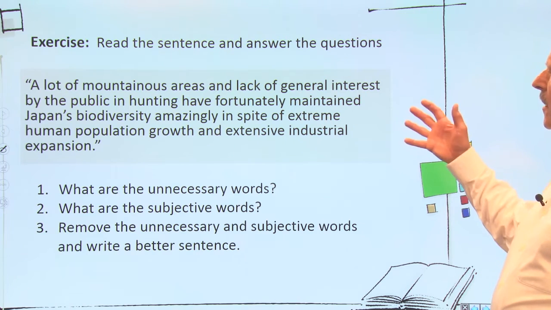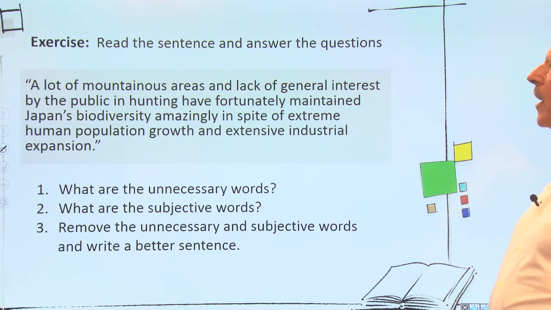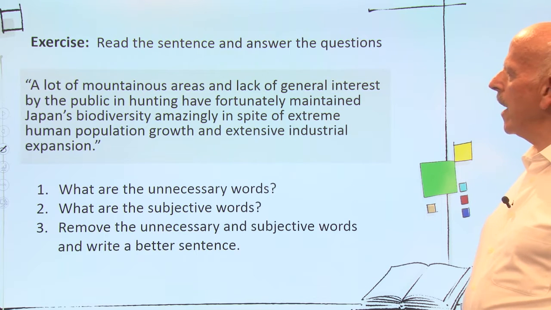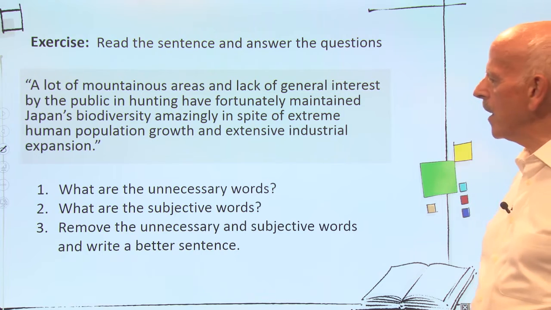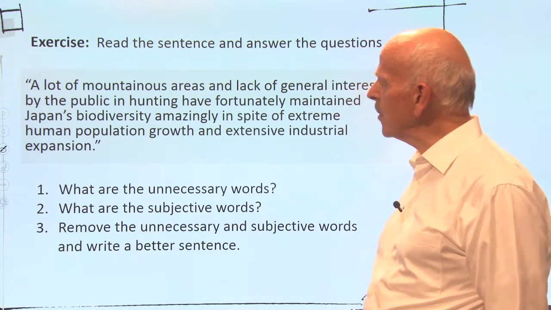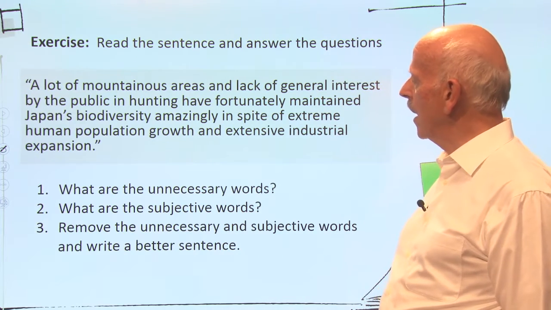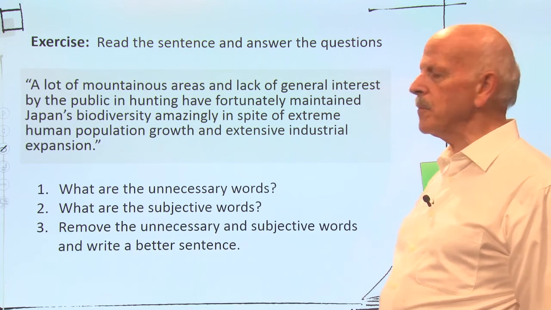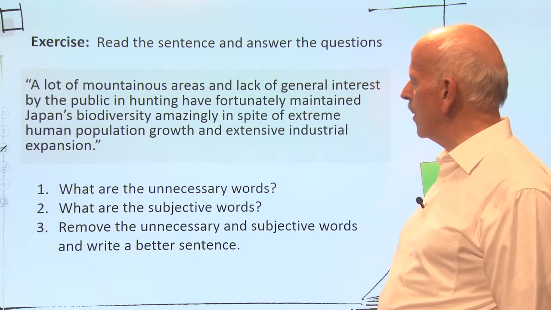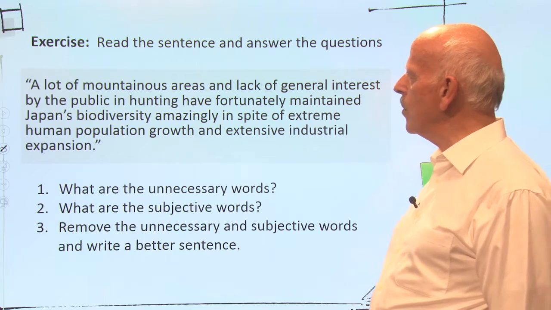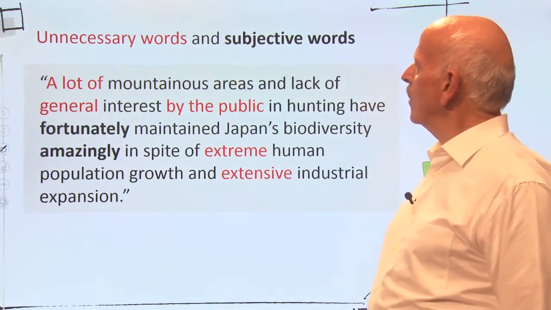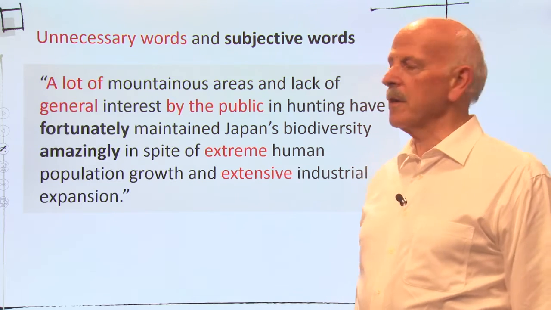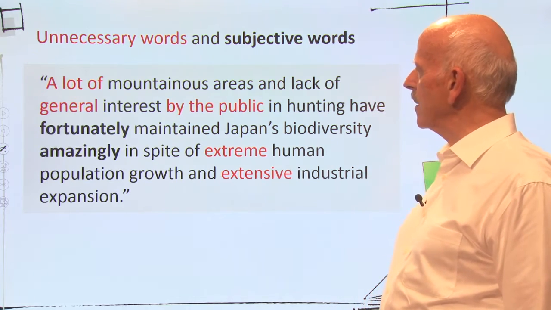So look at this sentence. It looks at first to be overwhelming, but there are many examples here of unnecessary words that we can remove. So what are some of the unnecessary words? And also there are some subjective words. What are the subjective words? And what happens if we remove the unnecessary and subjective words?